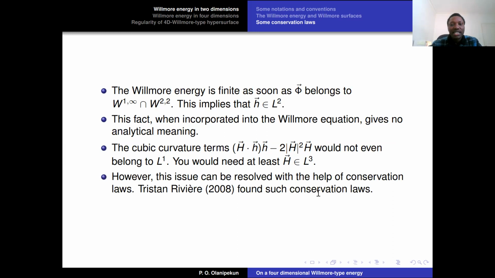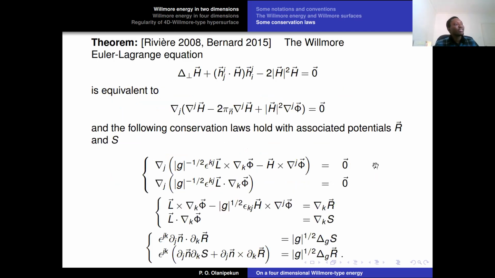In 2008, Tristan Rivière, in his paper, Analysis Aspects of Willmore Surfaces, discovered a conservation law, and he used that conservation law to give meaning to this quantity. Now this is the result. In 2008, this result was obtained by Rivière, and Yann Bernard also obtained it in 2015 by applying Noether's theorem to the invariances of the Willmore energy.